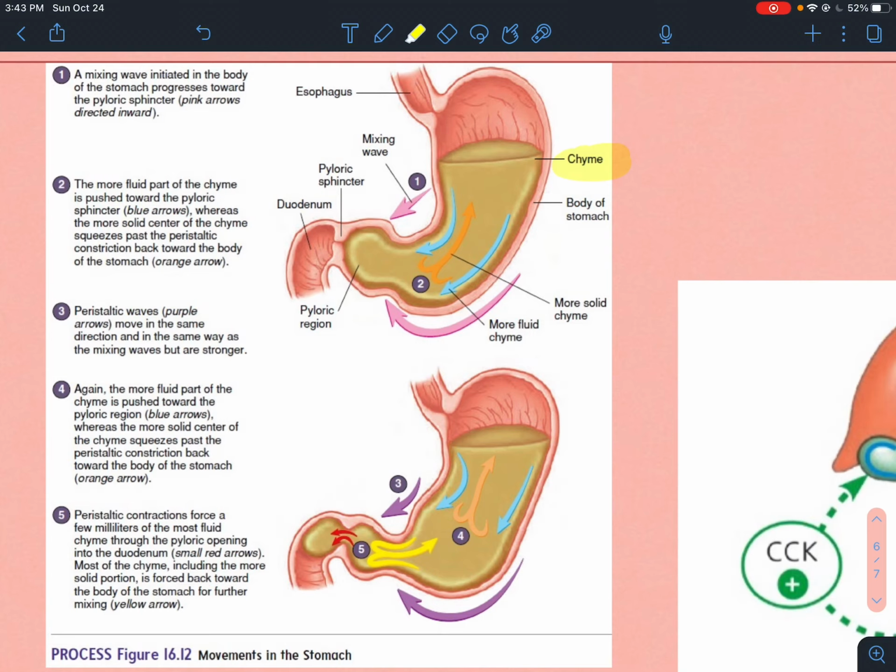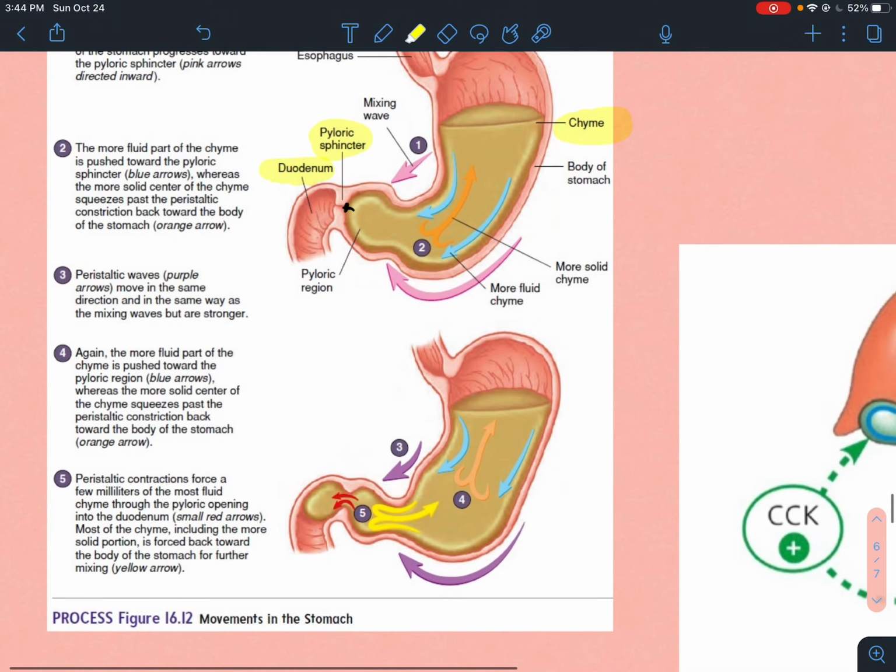Notice what is stopping that chyme from entering the duodenum is a sphincter known as the pyloric sphincter. It is closed off because the duodenum can get burnt from this very low pH of chyme. When the pyloric sphincter does open, it will open little by little.